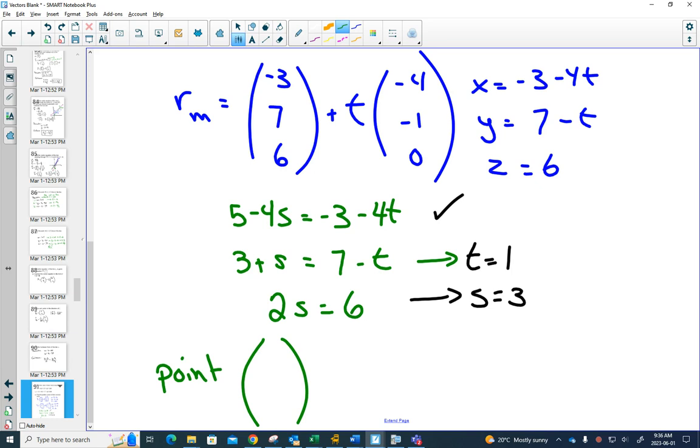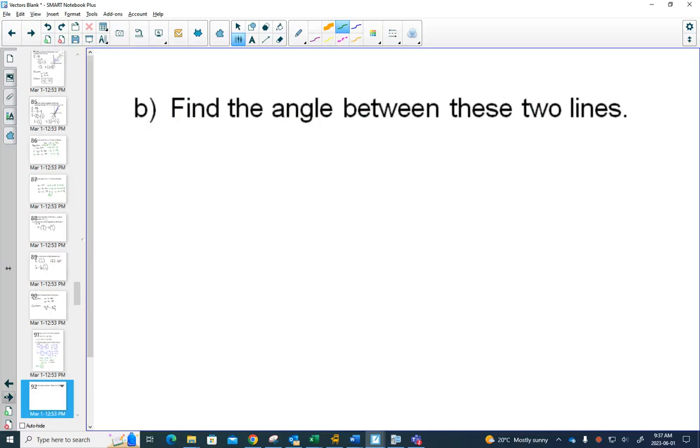So what's the point that's on both of them? Well, I could use either s or t and plug it into the equation. If I use t as 1, because I can see it here, -3 minus 4, -7. 7 minus 1, 6, and 6 plus 0, 6. So -7, 6, 6 is the point that they have in common. It's important that you have a point in common, because once you have a point in common, you are able to find an angle between them. If they never intersect, there is no angle between them.